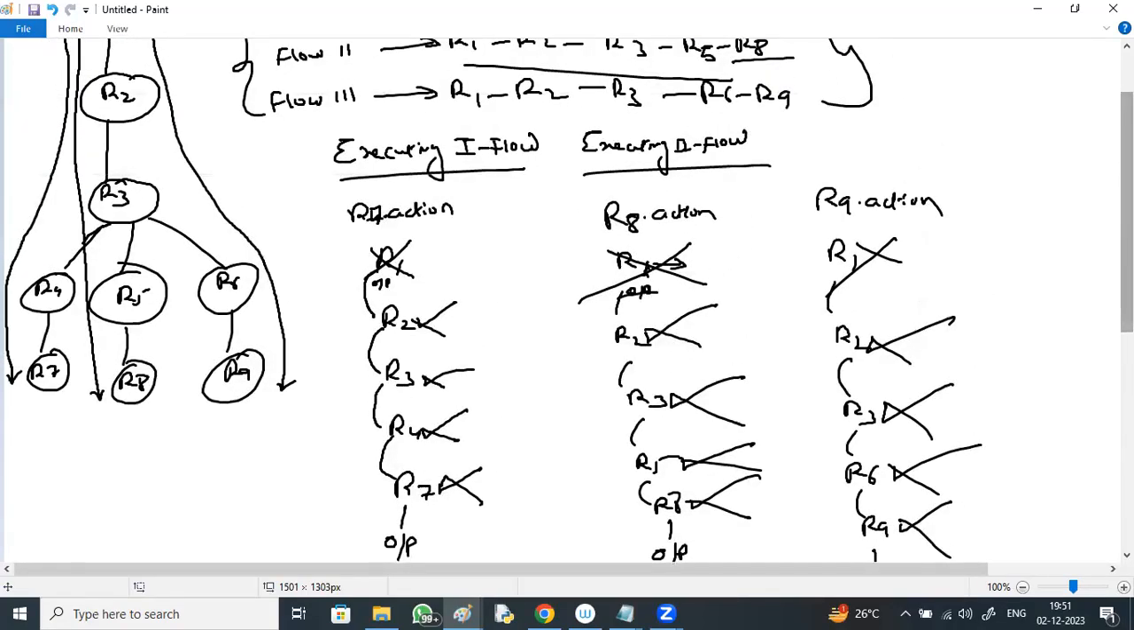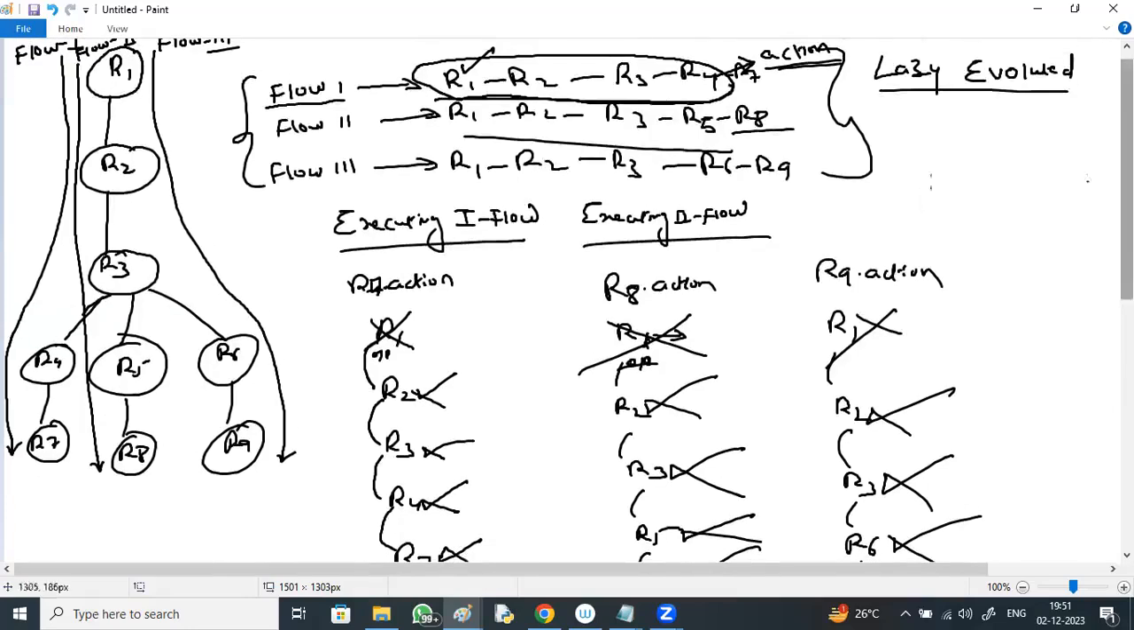But here, the drawback, what you observe here, is that the first 3 steps are common in all the flows. I want to perform some kind of aggregations. For example, from R3, I want a max aggregation, a min aggregation, average, and sum aggregation on the R3 data.